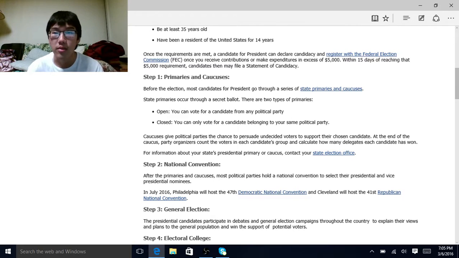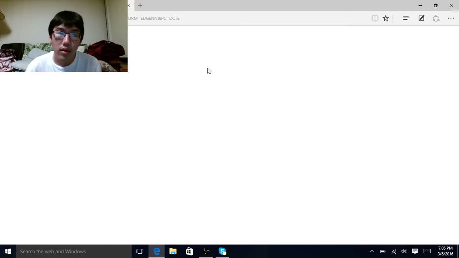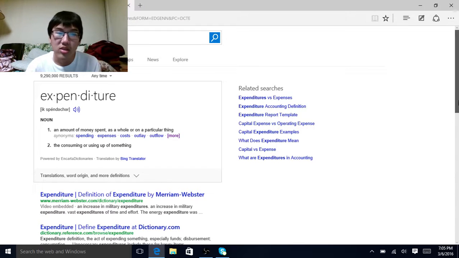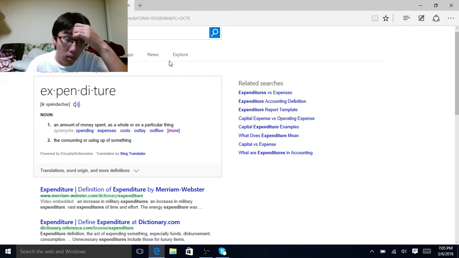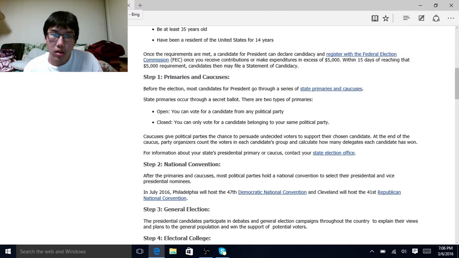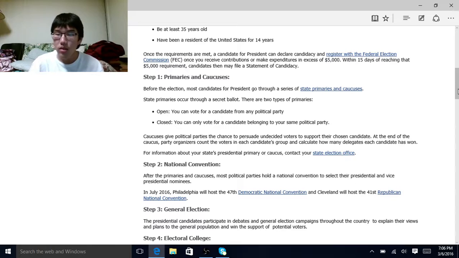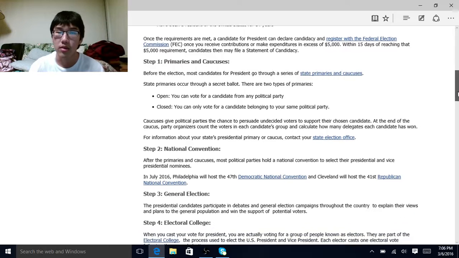Well, let me get a clear picture. What is expenditures? Expenditures, an amount of money spent as a whole or on a particular thing, the consuming or using up of something. So it's $5,000 in something that you spend. Okay. So along with the three requirements, you have to spend $5,000 of something in order to become a candidate.